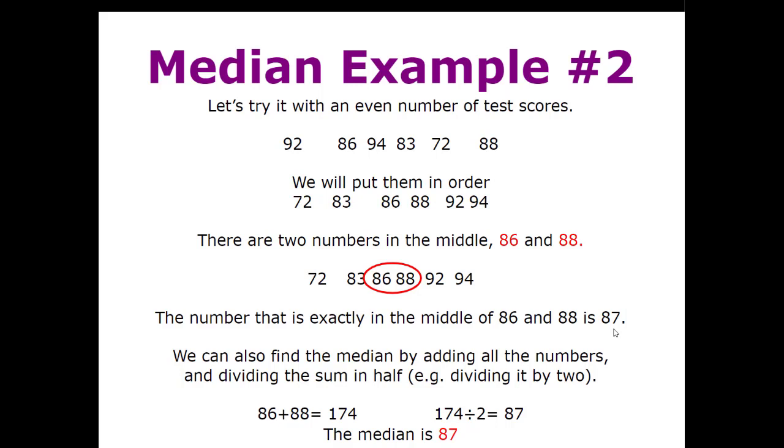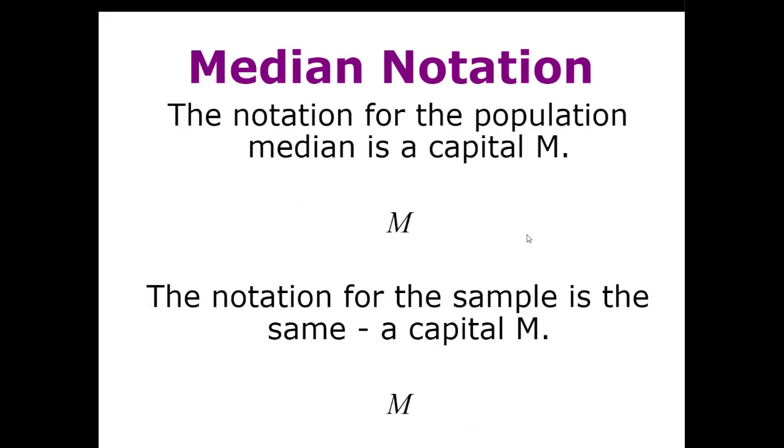Another way to find the median when you have an even number of test scores is by adding up the 2 middle numbers and dividing by 2, and you'll get 87. For median, you have the same notation regardless of whether you're working with the population or the sample. The notation for the median is a capital M.